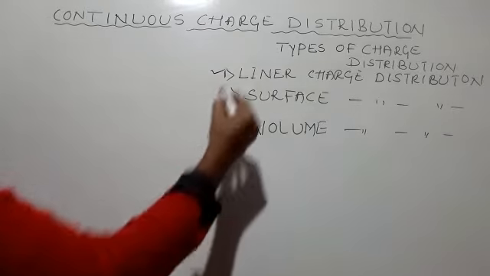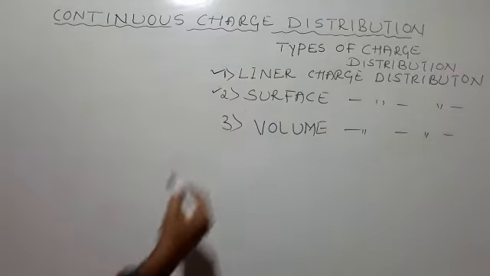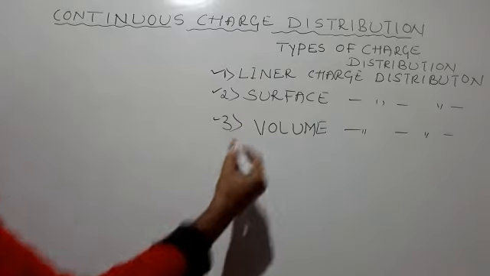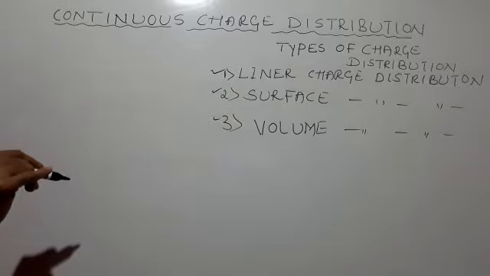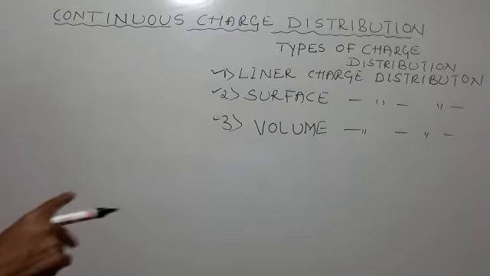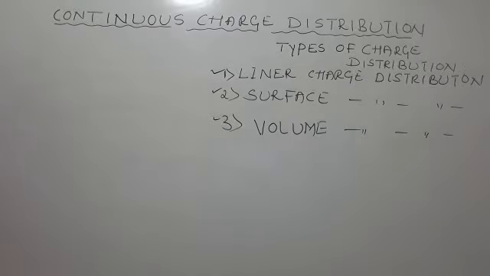First one, linear charge distribution. Second one, surface charge distribution. Third one, volume charge distribution. Now if I go with the first one, that is linear charge distribution. That means if you give a charge to the conductor, then continuously they are distributed along the direction of the length, then it is called the linear charge distribution.